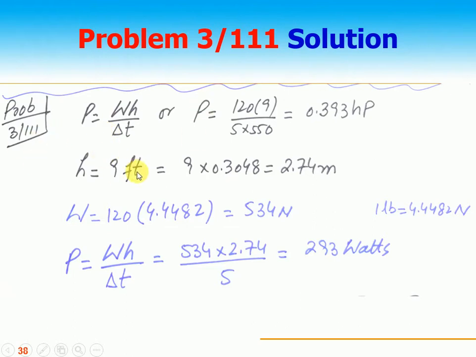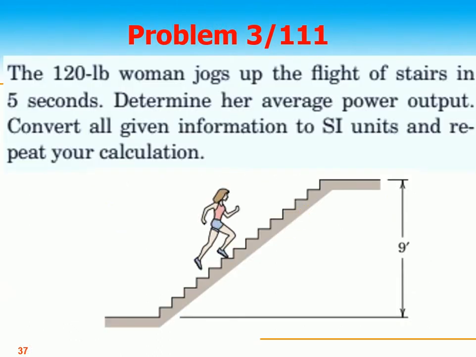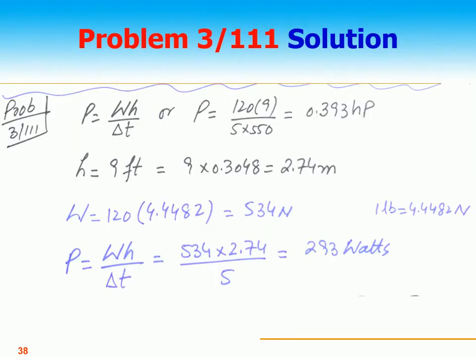Now to convert into SI units, of course the height is 9 feet, so I converted 9 feet into meters, 0.3048, or 2.74 meters. So W is equal to, sorry, this is 120 pounds. 120 pounds converted into newtons. 1 pound is equal to 4.448 newtons from the previous knowledge. So I multiply to get 534 newtons.